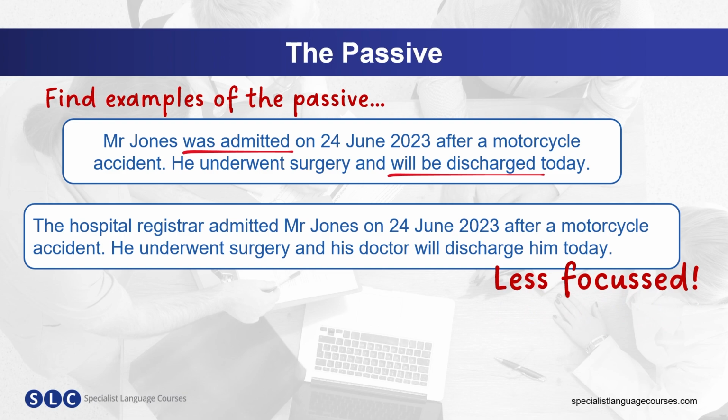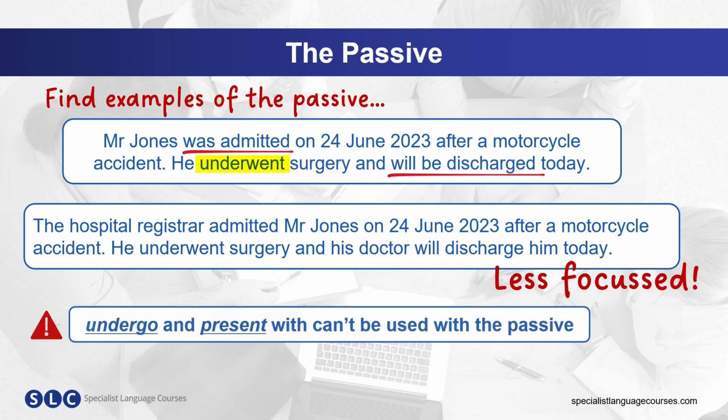You may have noticed that undergo in the first sentence is not in passive. The verbs undergo and present with cannot be used with the passive. So you can't say he was presented with shortness of breath. You need to say he presented with shortness of breath. This is because the patient presents himself. No one is doing the action for him.